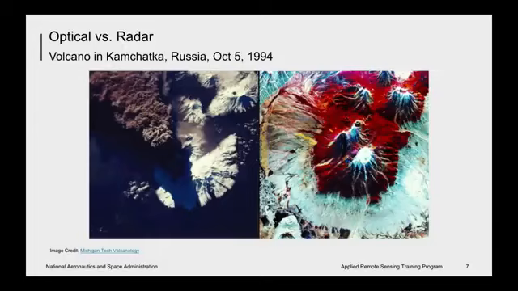The red is L-band HH, green is L-band HV, and blue is C-band HV, so it's a false color composite. But on the radar image, you can clearly see the surface of the Earth despite the ash plume that was being emitted at the time.